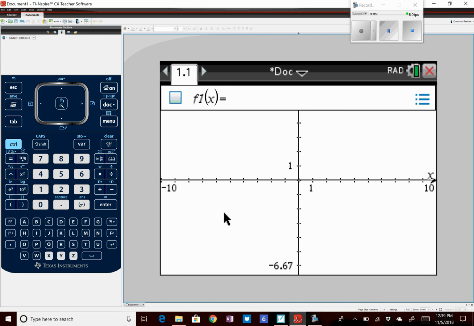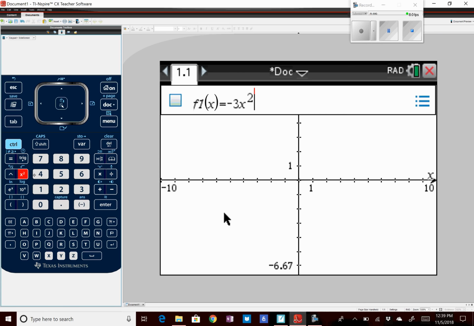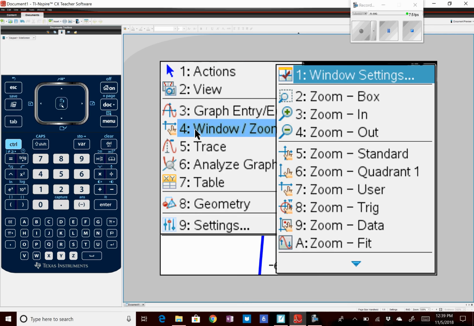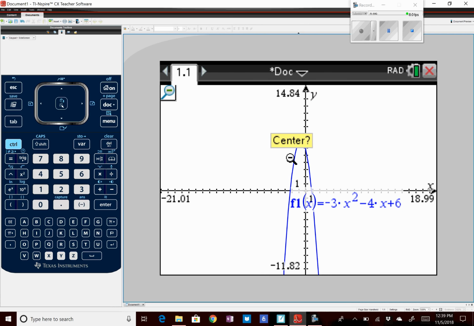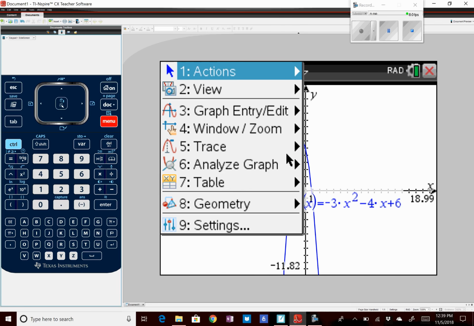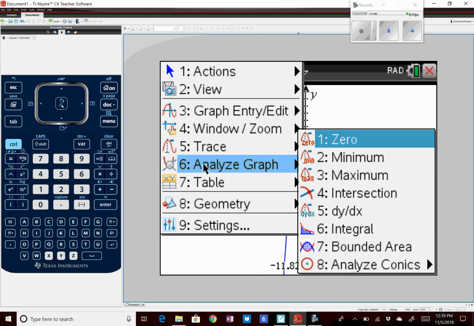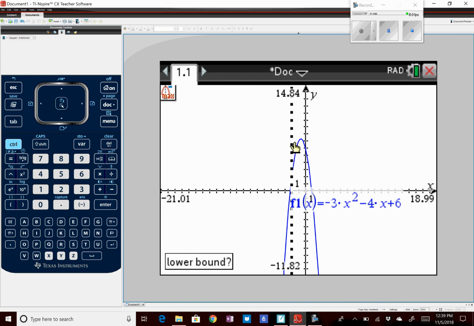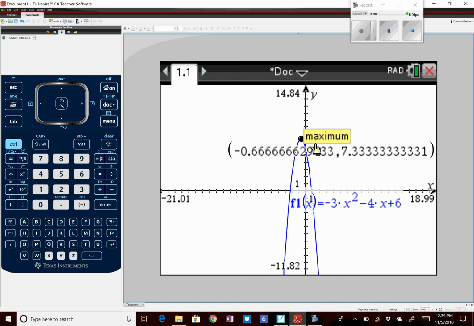So this one is negative 3x squared minus 4x plus 6. Again, we want to be able to see that vertex in the window, so I'm just going to zoom out a little bit. And now we can see the vertex. So the first thing is to find that vertex. So again, it's menu. We have a maximum this time because the vertex is at the very top of the function. And then we want our lower bound to the left of the point and upper bound to the right of the point.